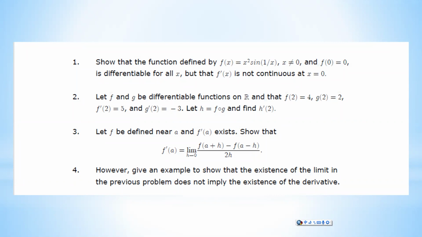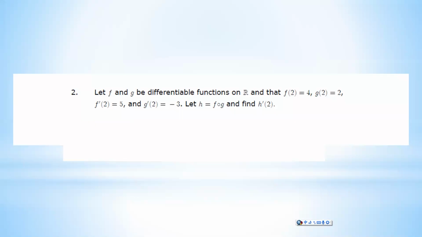Okay, well, number two is really simple. It tells you that we have 2 functions, f and g, okay? And these 2 functions make a composition function, h equals f circle g. That's a composition function, okay? And then I tell you some information about f and g, along with its derivative at a given point. And you need to find the derivative h prime. Okay, so that's the problem.